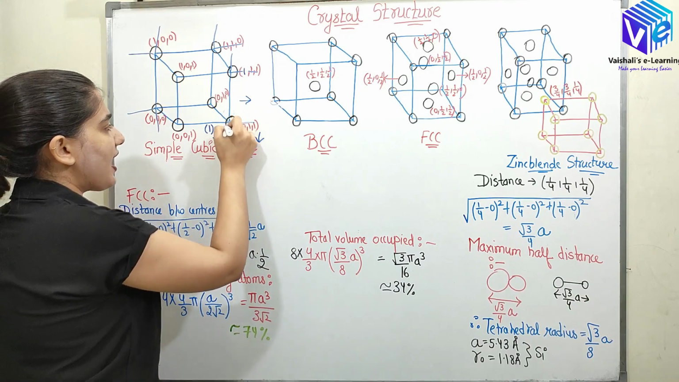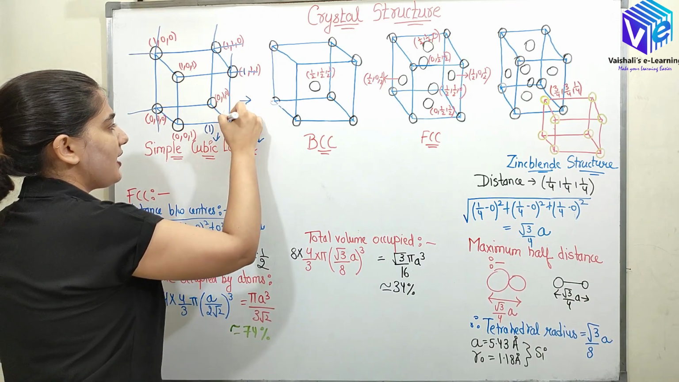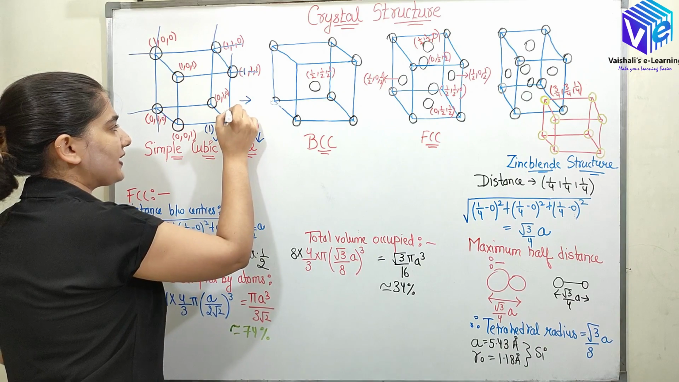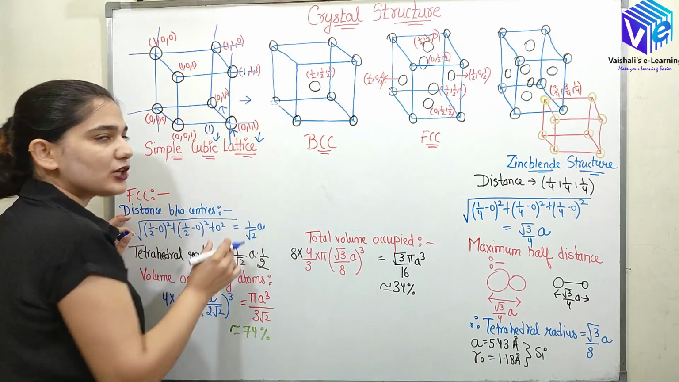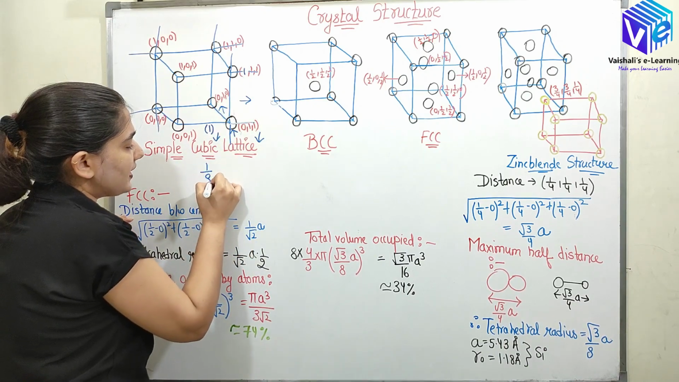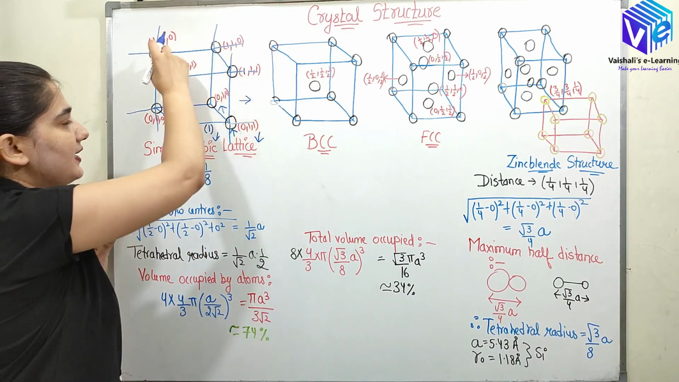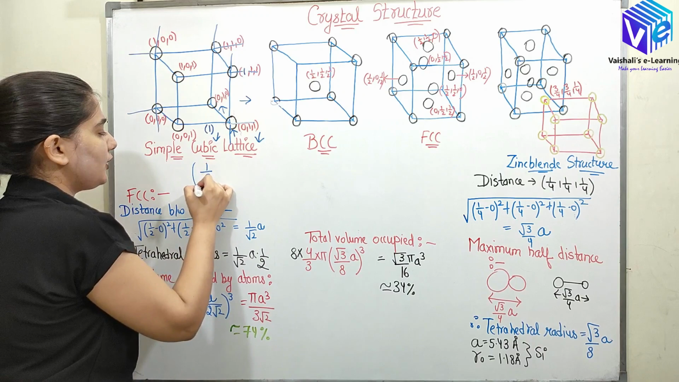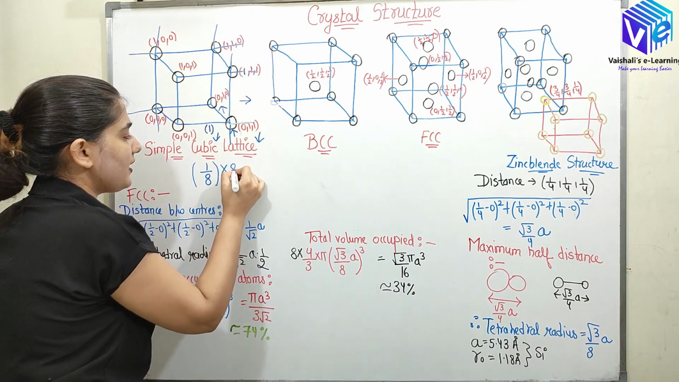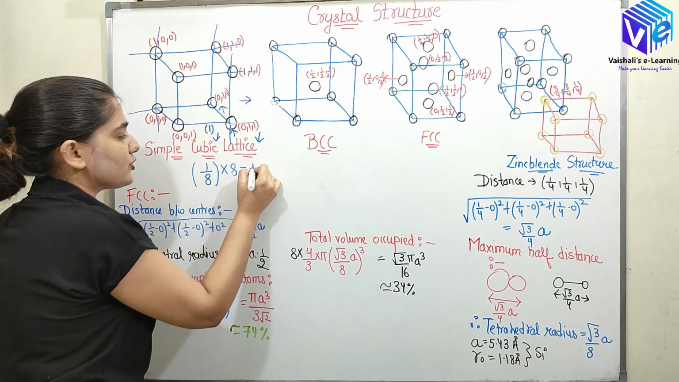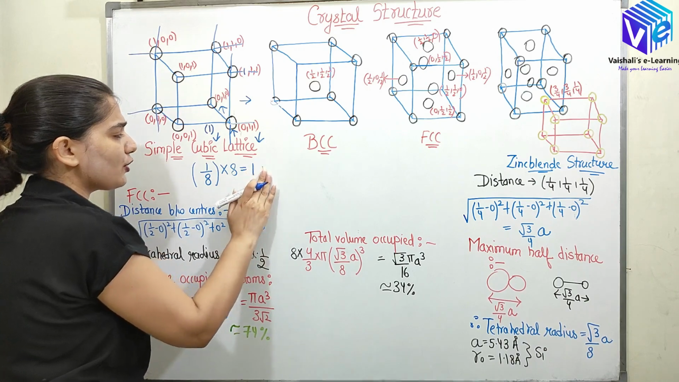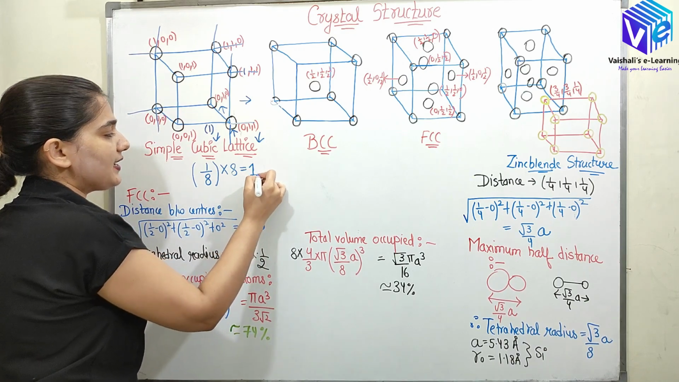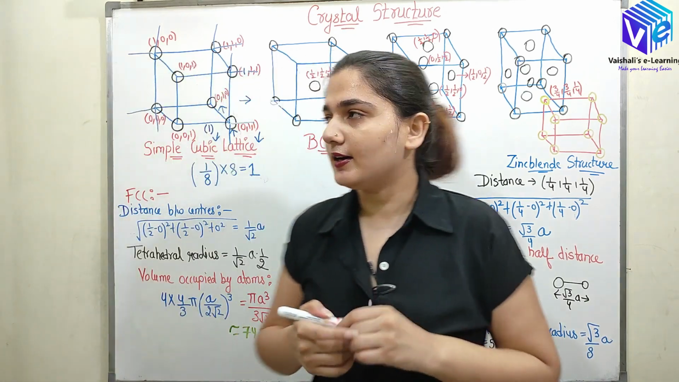Now the effective atoms contributed to this structure by each corner atom will be 1 upon 8. How many atoms are there in the simple cubic structure? I have 8 atoms. So the total number of atoms will be 1 upon 8 into 8, which is 1 atom. So here I will have 1 atom or 1 molecule per structure.